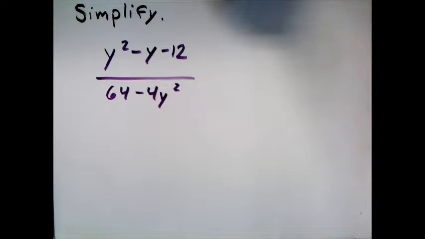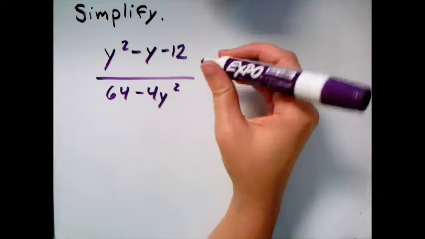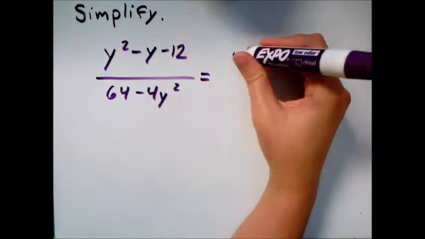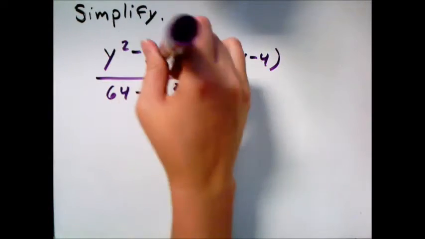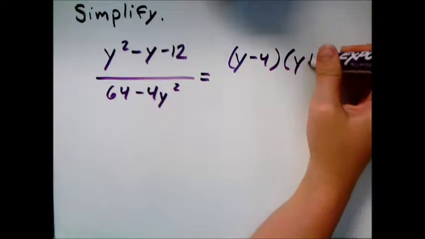Here we're going to try to simplify a fraction, but we look for common factors. A lot easier to tell if we have this factored. So let's think, if I do minus 4 and plus 3, that would add to negative 1 and multiply to negative 12.